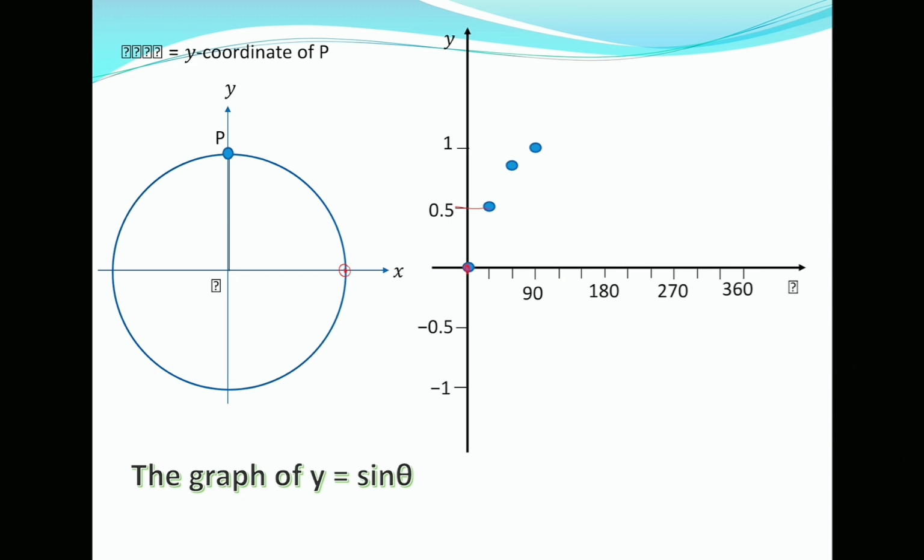Sine 90 is 1. So at theta equals 90, we have the value equal to 1. And when theta equals 180 degrees, sine 180 is 0. Sine 270 degrees is minus 1. And sine 360 degrees is again 0. So if I connect all the points, I will get a sine curve. So this is my sine curve.